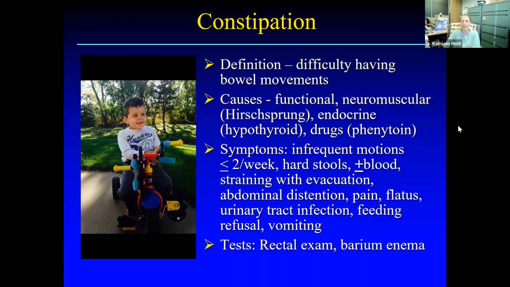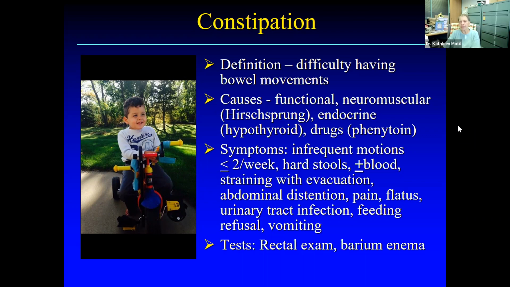The symptoms that we can see obviously are infrequent motions, less than twice a week, hard stools. Some of my children will have blood in the stool. The children will strain with the evacuation of their stool. They may have abdominal distension, abdominal pain. They may be passing lots of gas. They can get urinary tract infections. They may refuse to eat, and they can even have vomiting.